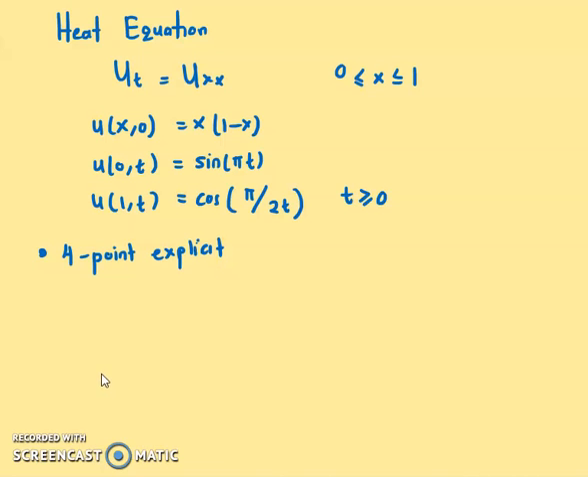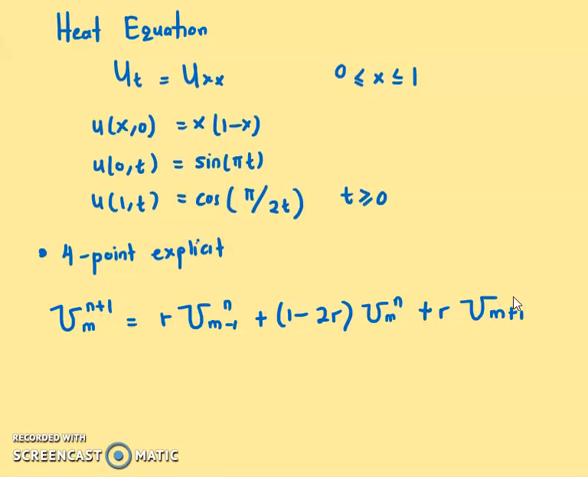So what is the 4-point explicit method? We have the 4-point explicit method given by u(m, n+1) equals r u(m-1, n) plus (1 minus 2r) u(m, n) plus r u(m+1, n). Now what is h? The question must provide the values of h and k. Let's say it's given k equals 0.001 and h equals 0.1.